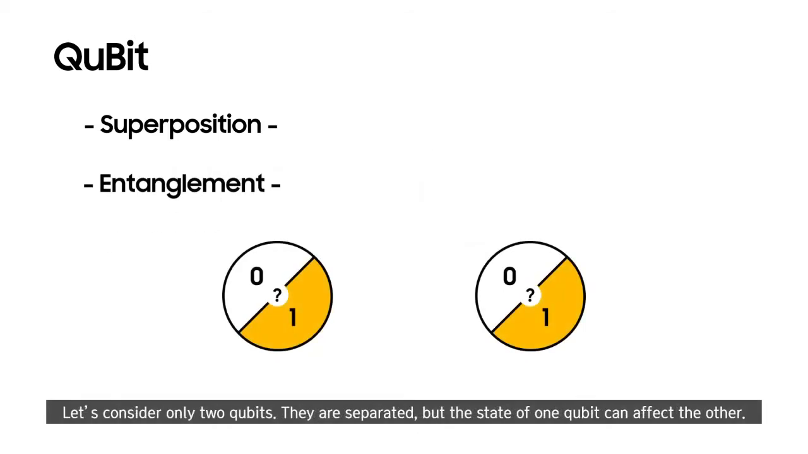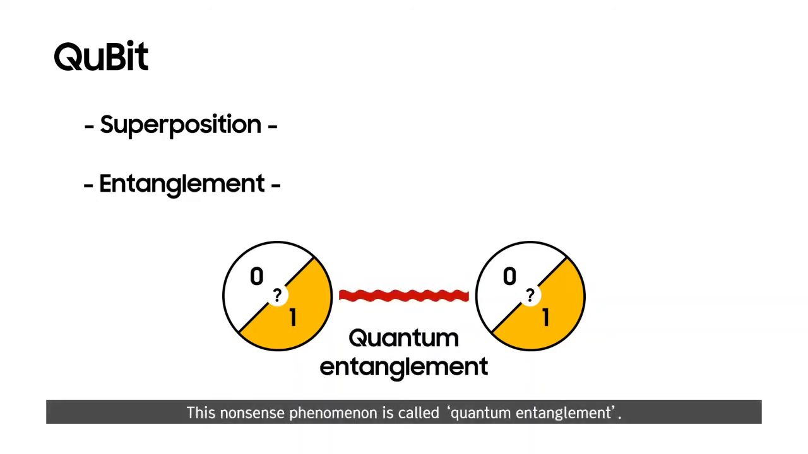Let's consider only 2 bits. They are separated, but the state of 1 qubit can affect the other. In other words, they're not connected physically as we think, but they're surely connected. This nonsense phenomenon is called quantum entanglement.